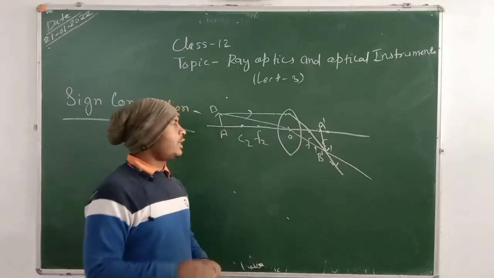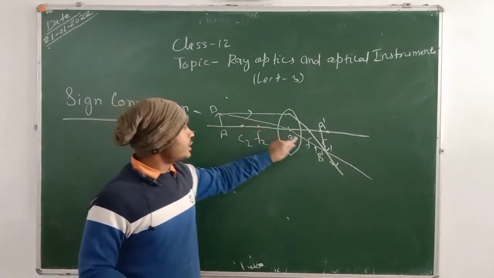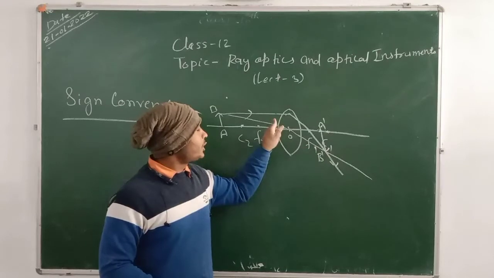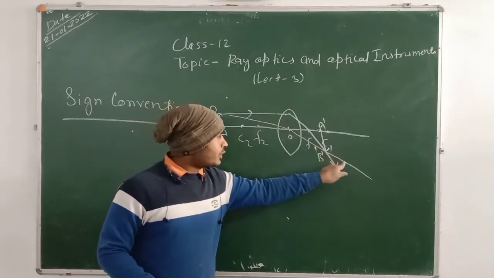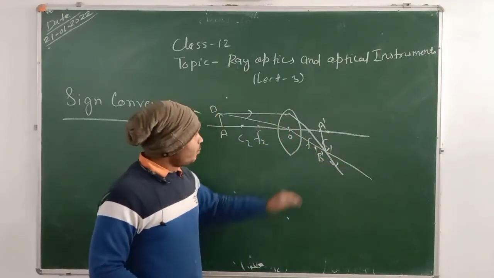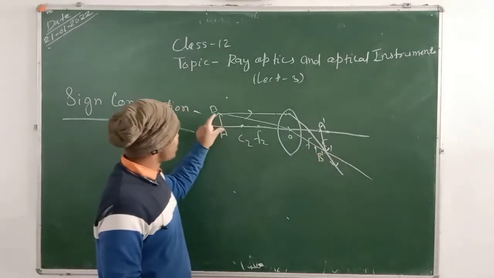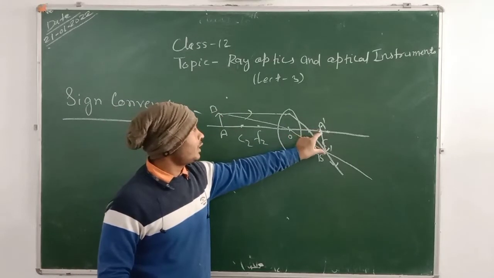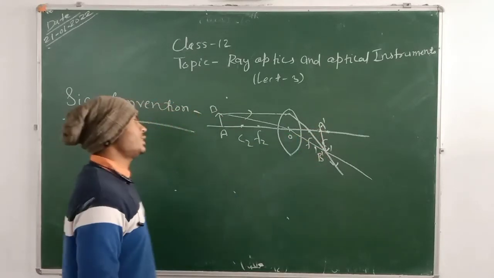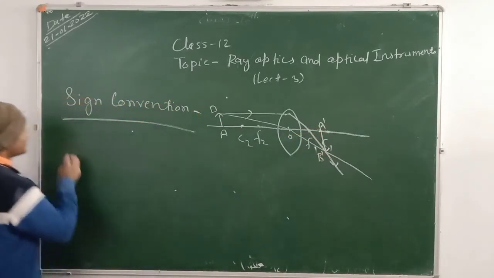And one incident ray I am passing through the optical center. So it will follow this straight line without deviating. Both the refracted rays are intersecting at this point. So the image of this object AB will form here as A dash B dash. Is it clear? Now, what is the sign convention?